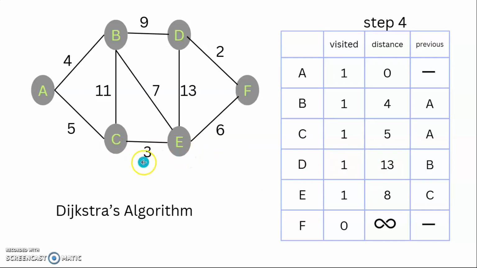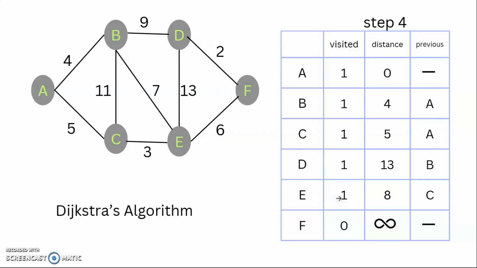For E, listen here, C to E, there is an entry with 3, isn't it? And A to C is 5. 5 plus 3, 8. So in the previous entry, the entry was actually 11. So 8 is lesser than 11. So I will change it. This distance is 8 and previous node is C. Okay, so in the last table, we had marked the same entry as 11 with the previous node B. But now, as I find the shortest path through C to E with 8, I am updating the table. The distance is 8 and previous node is C and mark it as visited.